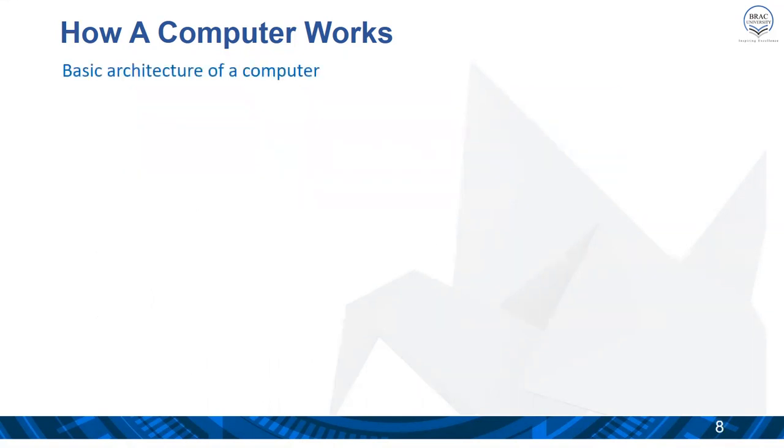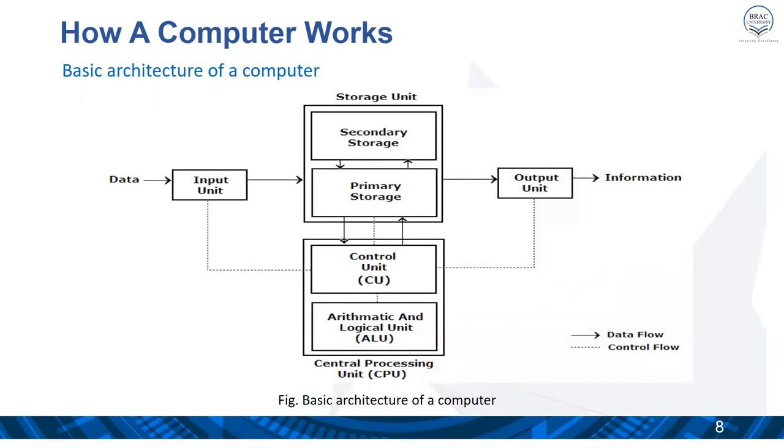So now I'm going to show you the actual architecture of a computer. This is the basic architecture of a computer. A computer is basically composed of several hardware components such as central processing unit, storage or memory unit, input and output units. The central processing unit is also termed as CPU, and the CPU itself is divided into two separate units, control unit and the arithmetic and logical unit.